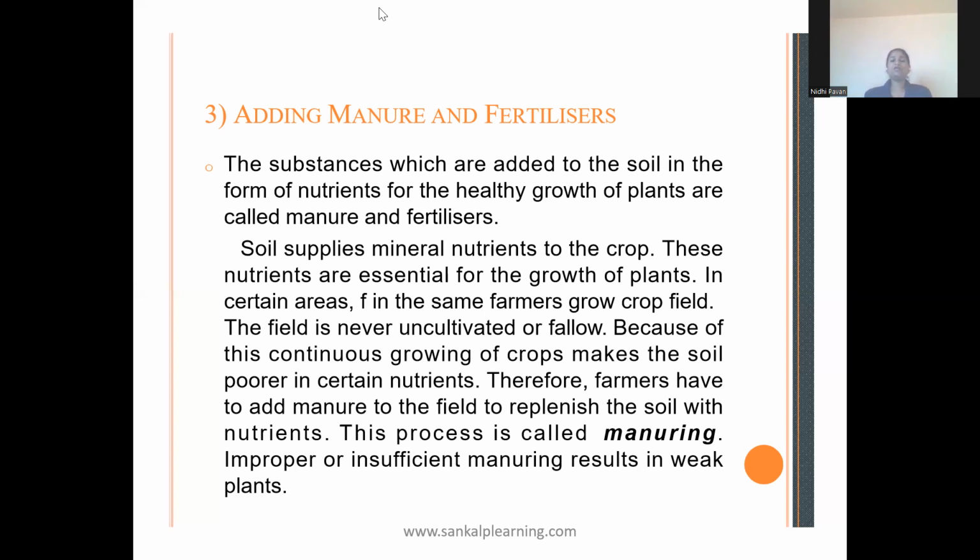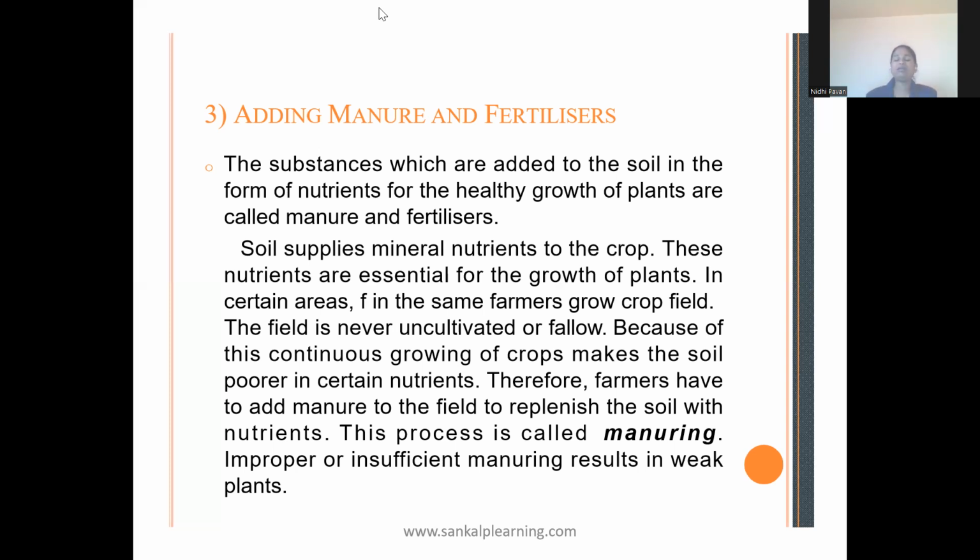We know that the main function of soil is to supply minerals and nutrients to the crop. These nutrients are essential for the growth as well as the yield of a crop. In certain areas, the farmers grow crops in the field continuously. The field is never uncultivated or fallow. Because of this, continuous growing of crops makes the soil poorer in certain nutrients.